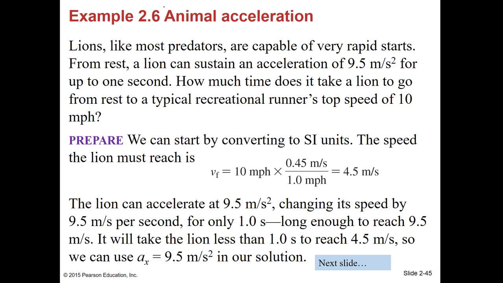Okay, good. So let's see what we have here. A lion can sustain an acceleration of 9.5 meters per second every second. So every second the velocity changes by 9.5 meters per second, but only up to 1 second. So how much time does it take a lion to go from rest to 10 miles per hour? As soon as you see 10 miles per hour, you have to do something with it. We've got to convert it to meters per second, which is being done right here. Here's the conversion factor.